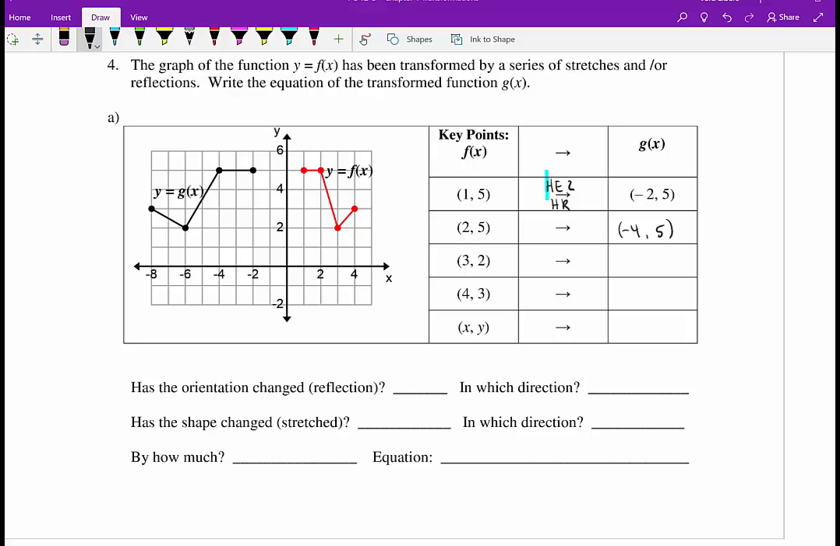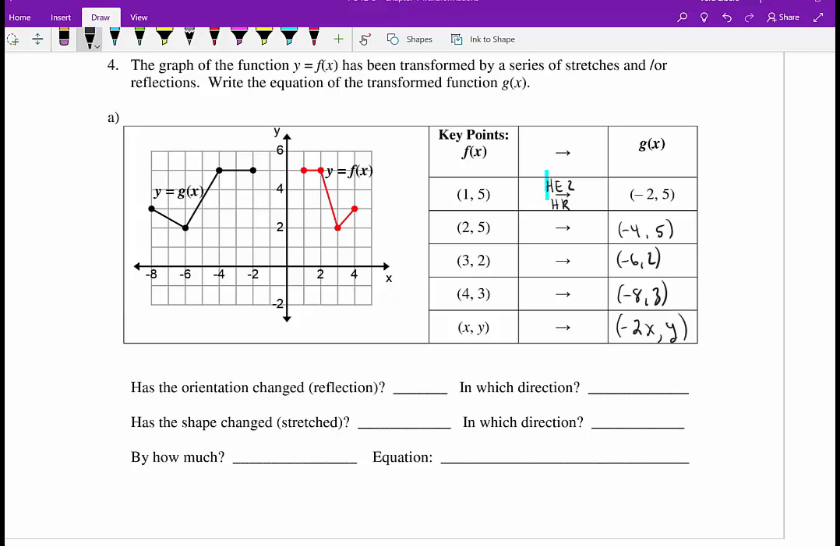And then you look at the 3, you're going to go 2 times 3 is 6, and you're making it negative, so you're going to have (-6, 2). And then (4, 3), you're going to go 4 times 2 is 8, make it negative, you're going to have (-8, 3). So what are you doing to each of your x coordinates? You are timesing it by negative 2. And so you get a mapping notation that the point (x, y) gets transformed to (-2x, y).